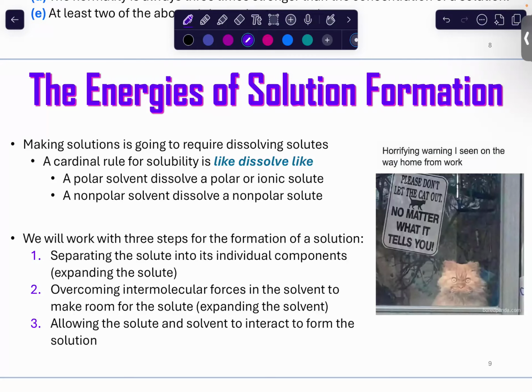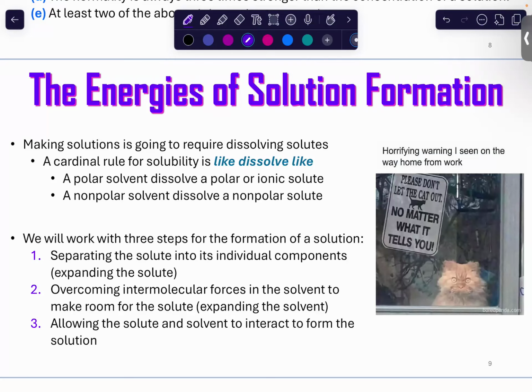Now, when we're talking about energies of solution formation, we have to look at this in several steps. So we separate the solute into its individual components, we expand it. Like again, let's say it's sodium chloride. That's going to be breaking apart the sodium and chloride ions and spacing them out. And then you have your, let's say, water, your solvent. You're going to have to space that apart.